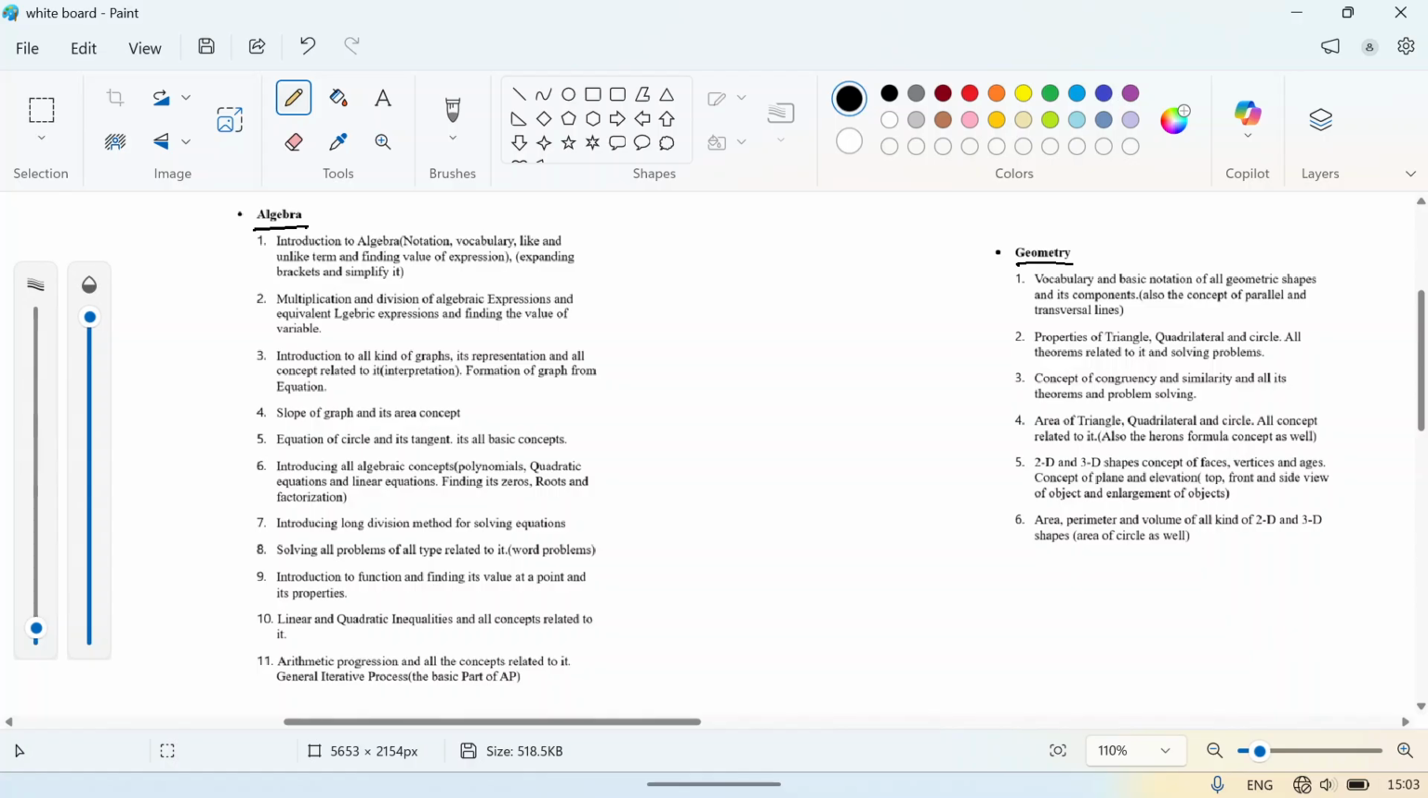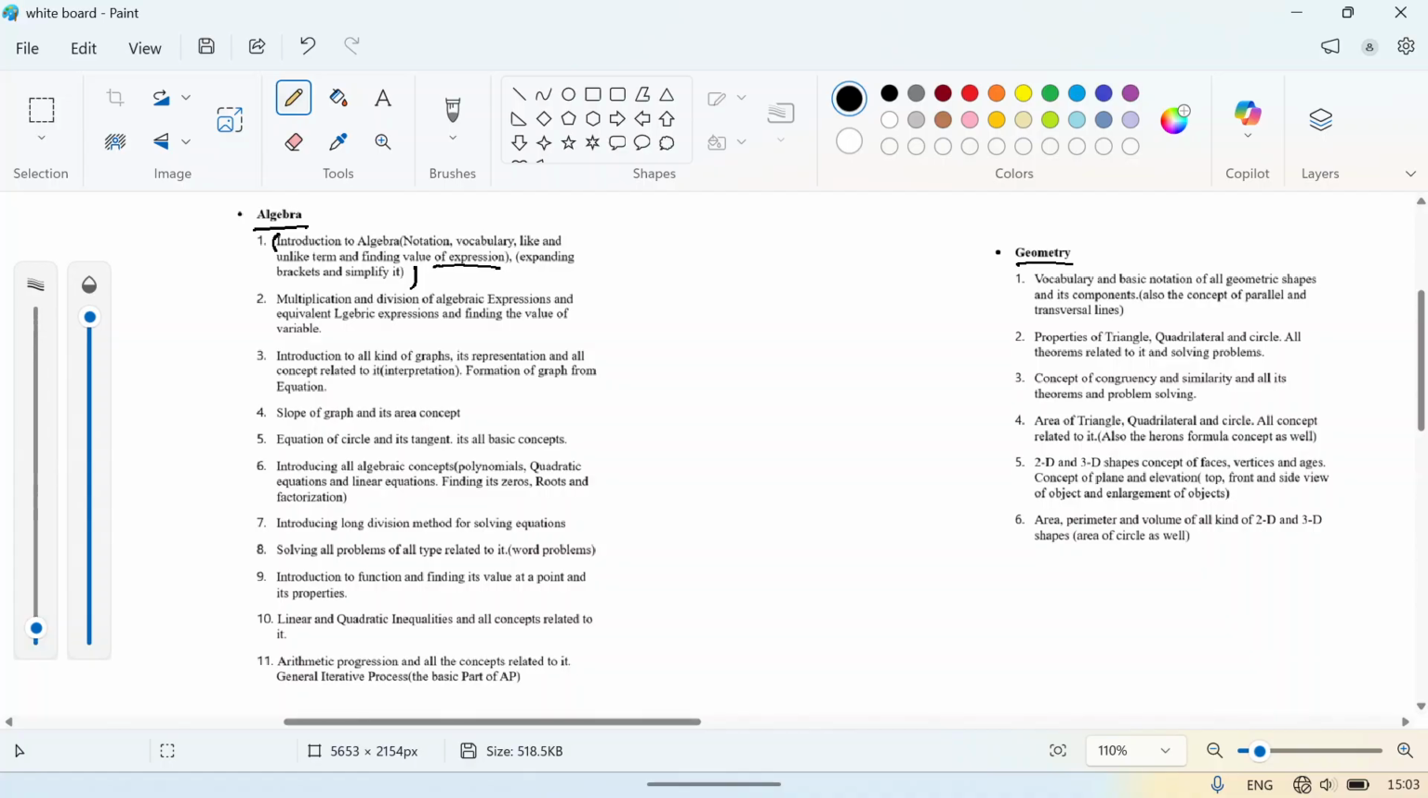Move to the next larger area, algebra. Algebra is also one of the large areas of secondary school mathematics. So in the first topic, we are going to cover an introduction to algebra. What does algebra basically mean? Its notation, vocabulary, like what are like and unlike terms, and finding the value of an expression. And we are also going to learn about expanding brackets.